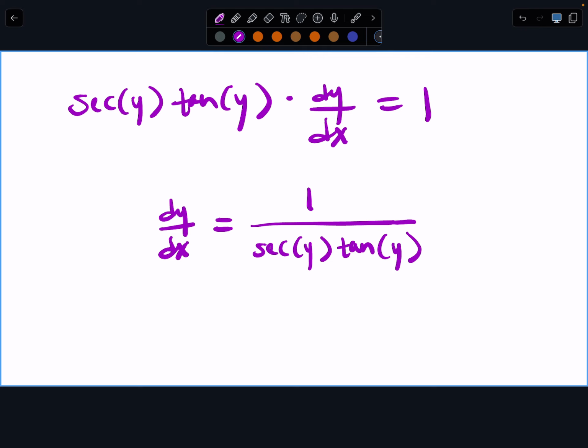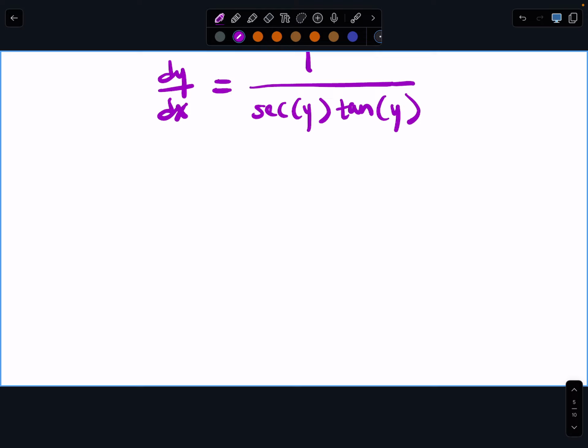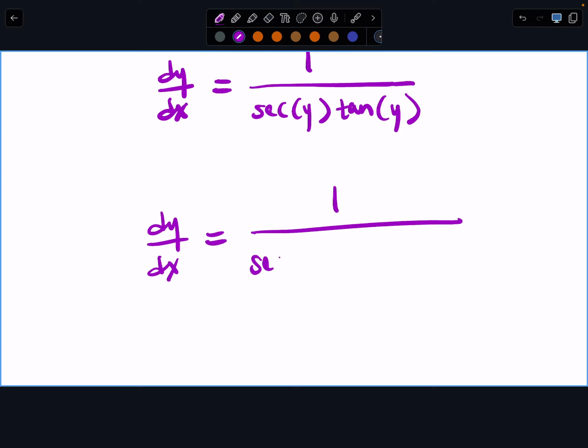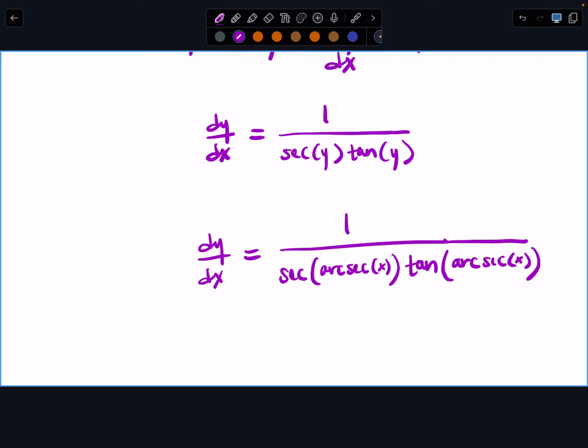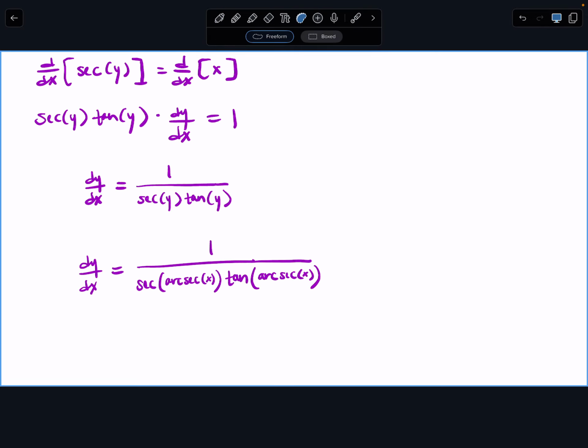Okay. And the other form, like if we just wanted to pop arc secant in there, we would have dy over dx equals 1 over secant of arc secant of x, and tangent of arc secant of x. Okay, and then in the same way that we did before, we want to rewrite that in the algebraic form.